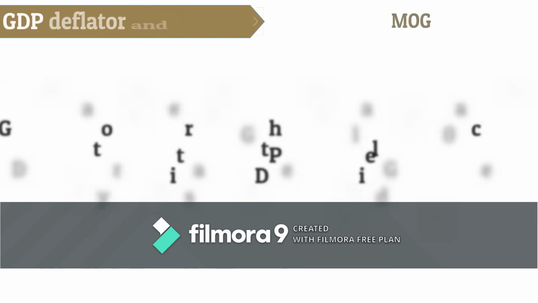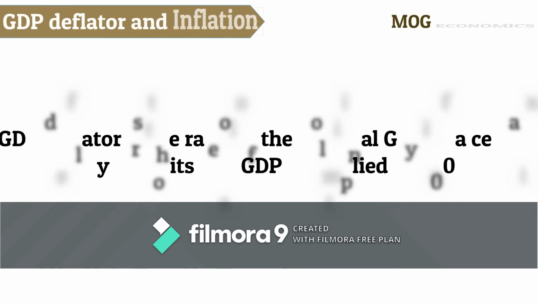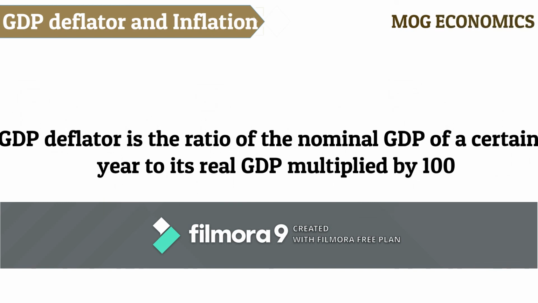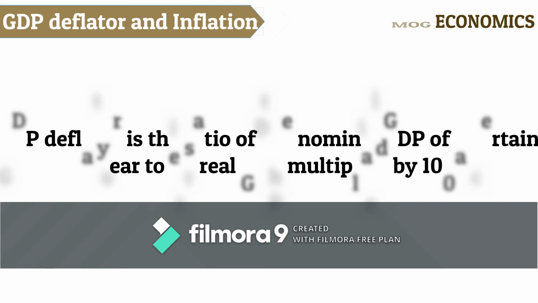Today we shall be talking about lesson 3, which is GDP deflator and inflation. GDP deflator is the ratio of the nominal GDP of a certain year to its real GDP multiplied by 100. GDP deflator is an index number. There is a way by which GDP deflator helps to measure inflation, as we shall soon realize.